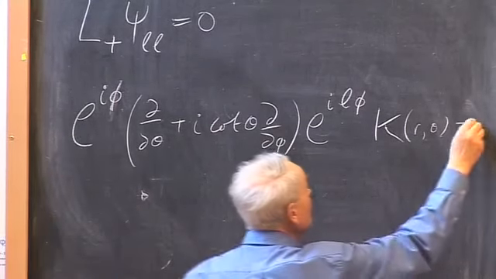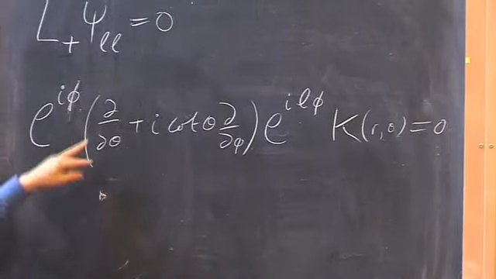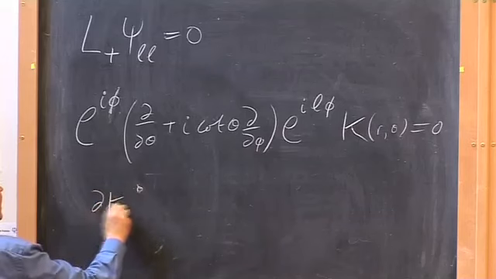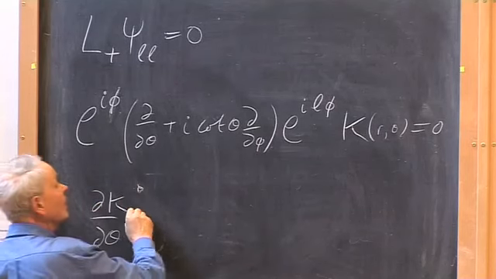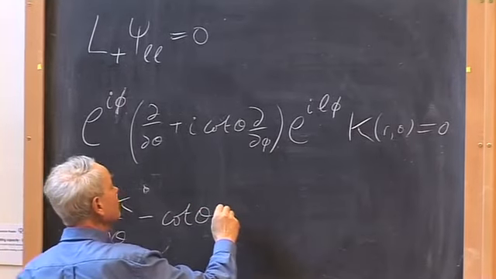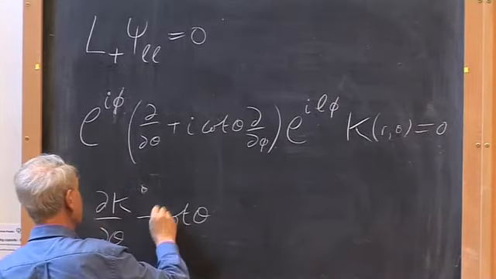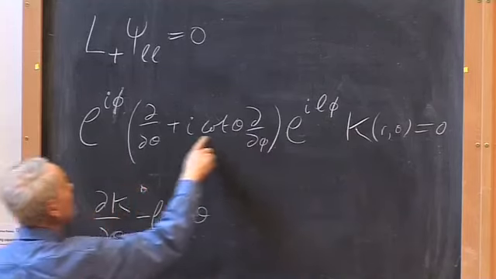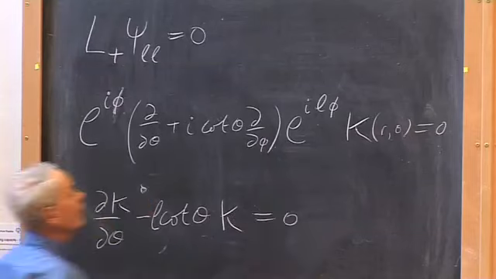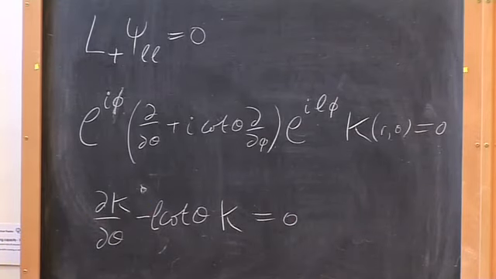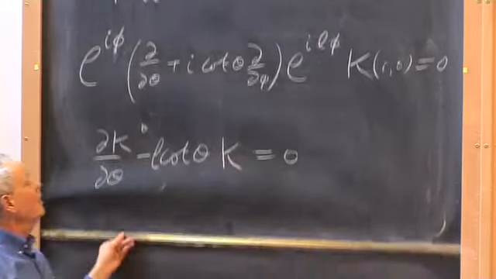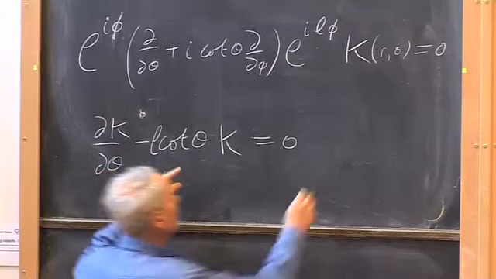So this has got to equal 0. We get two terms. This d by d theta term looks only at K. So we discover that dK by d theta minus L cot theta, we're bringing down an iL, times K equals naught. Then there's a factor of e to the something or other phi, which we can cancel away. It's not interesting.